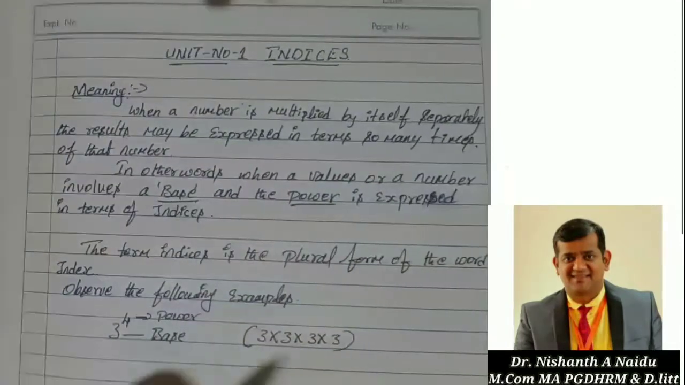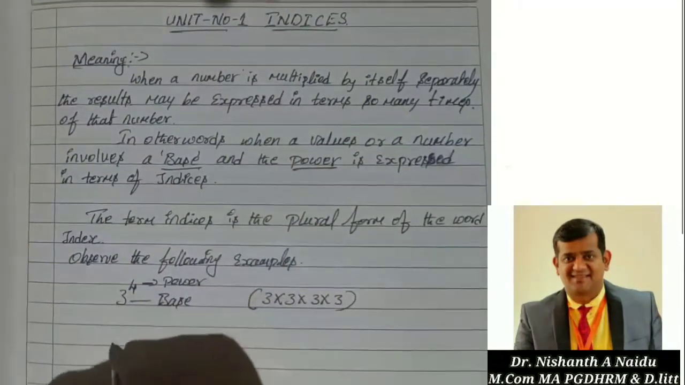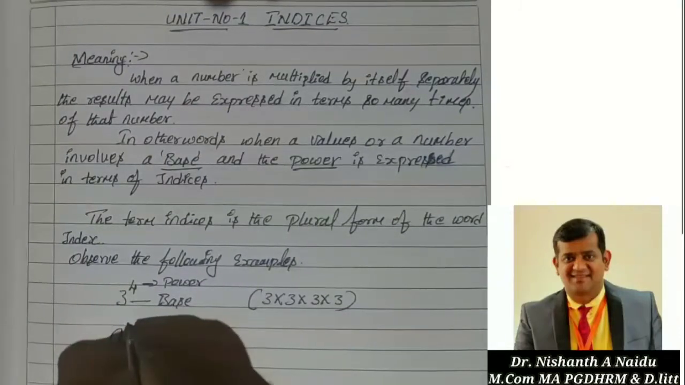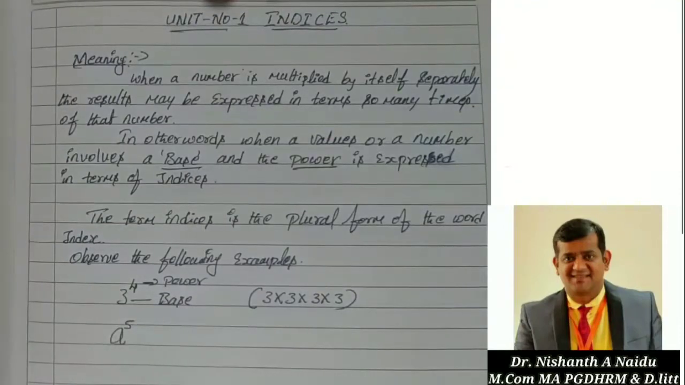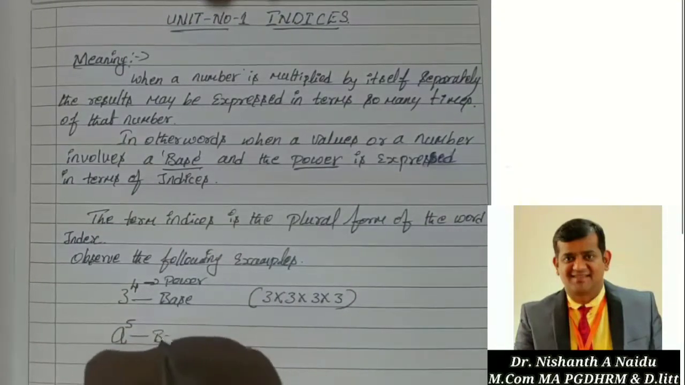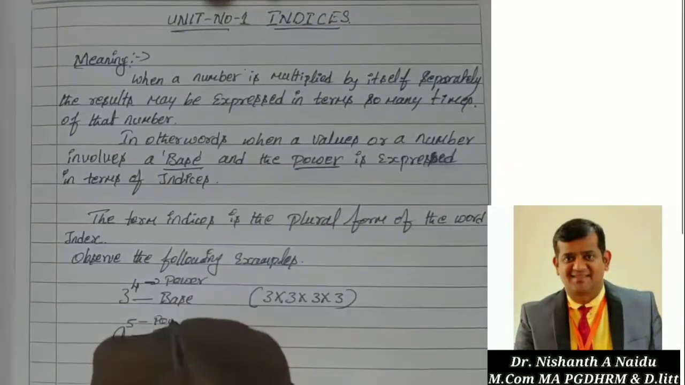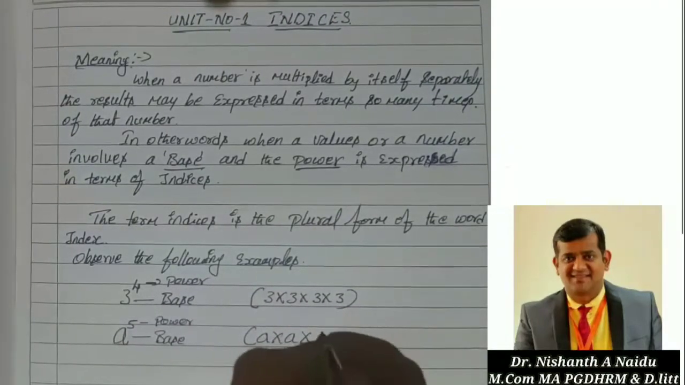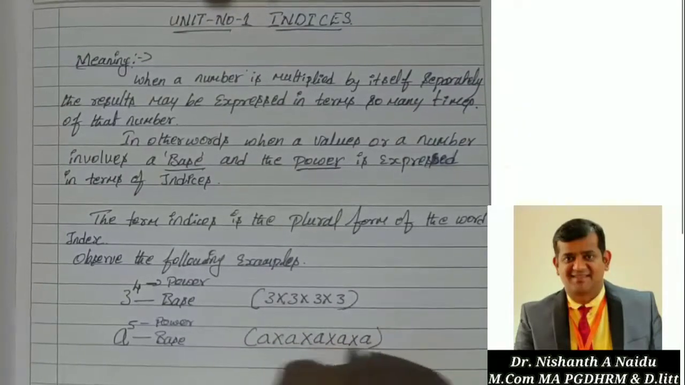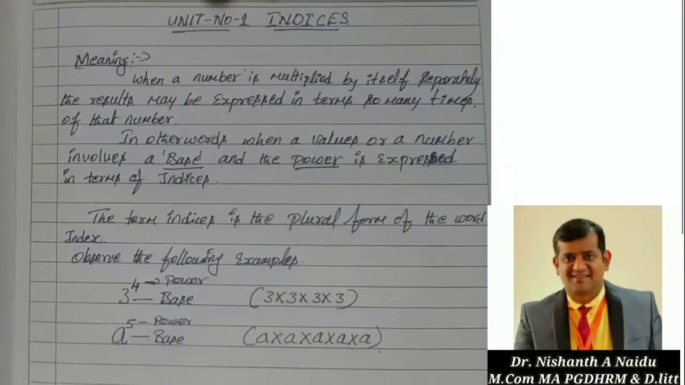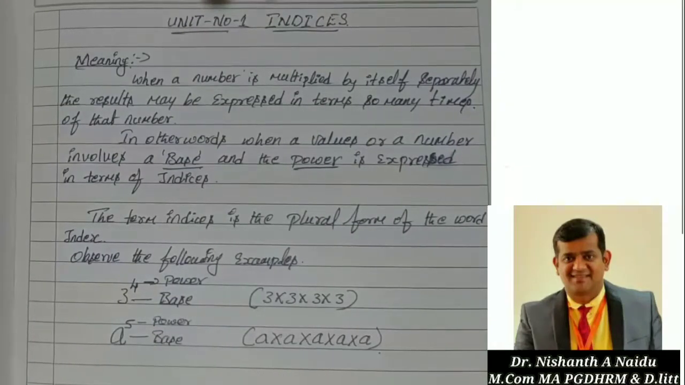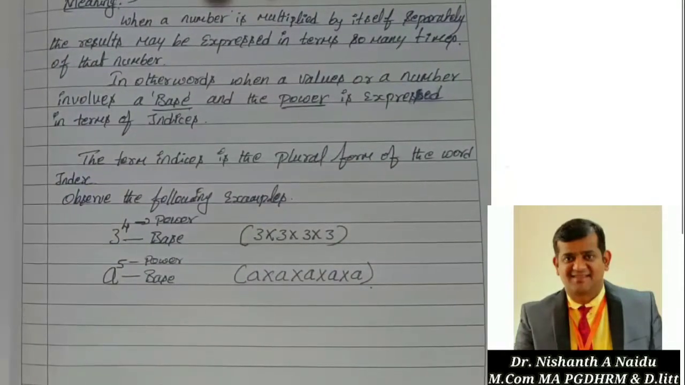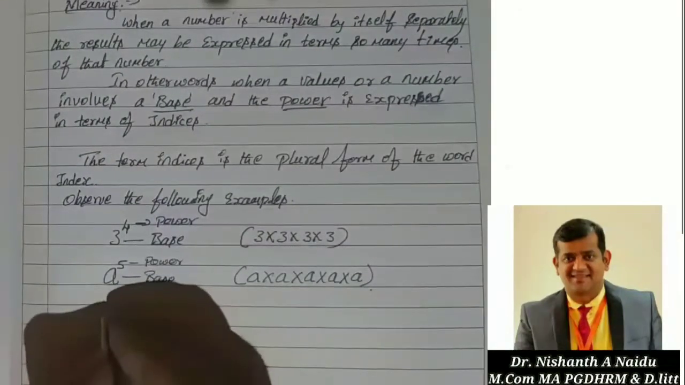Suppose it goes like this, a to the power 5. Here which one is the base? a is the base and the power is 5. So now multiply a how many times? 1, 2, 3, 4 and 5. So 5 times you have to multiply the base. So that is a to the power 5. This is just to make you understand what indices is. I'm making an attempt to make you understand it clearly. Okay, so let us look further.